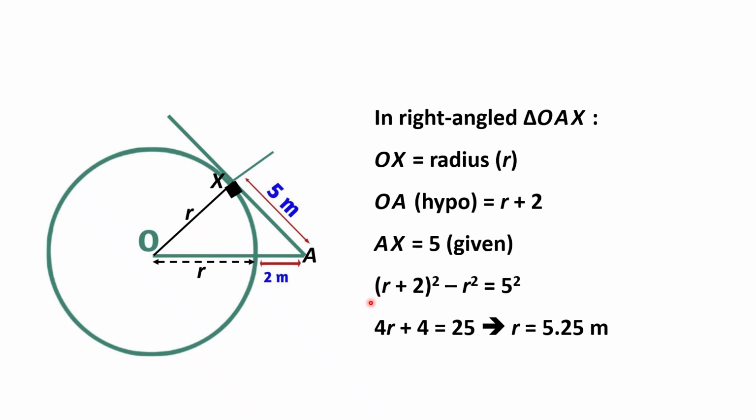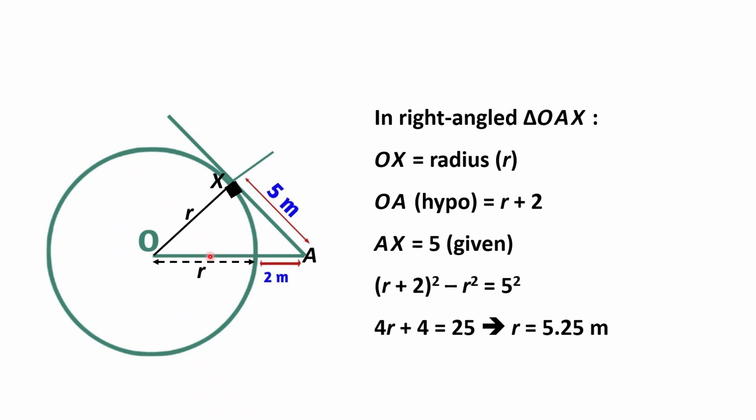So by Pythagoras theorem, hypotenuse square minus one of the legs squared will be equal to the square of the other leg. So R plus 2 whole square minus R square should be equal to the square of 5 meters, that is 25. When you expand, R square plus 4R plus 4, R square will cancel with the minus R square, so you'll get 4R plus 4 equal to 25. So R equals 5.25 meters, that is the radius.